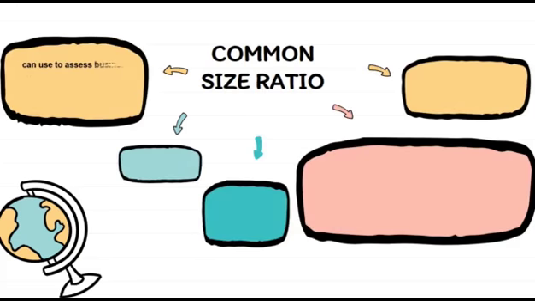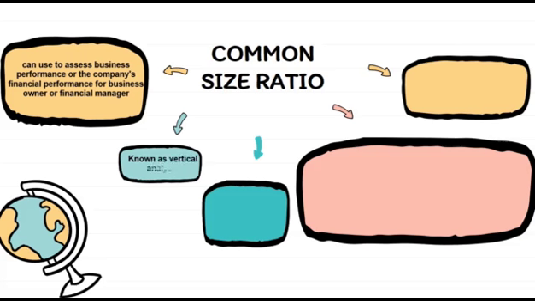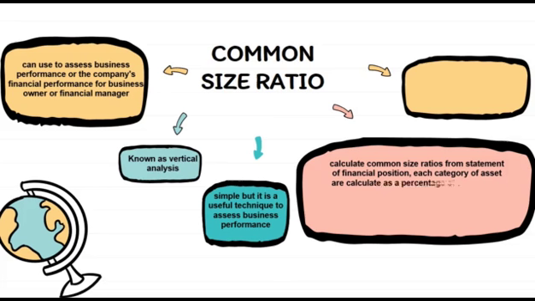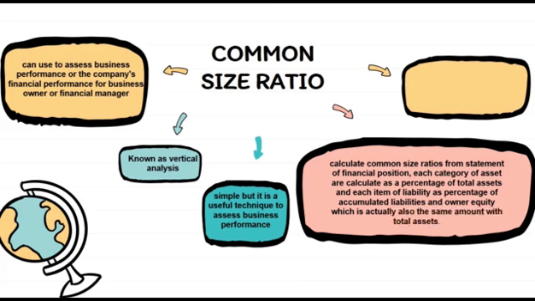Common size ratio is a useful technique that can be used to assess business performance or the company's financial performance for a business owner or financial manager. It is also known as vertical analysis. As we know, common size ratio is not only simple, but it is a useful technique to assess business performance. To calculate common size ratio from the statement of financial position, each category of asset is calculated as a percentage of total assets, and each item of liability as a percentage of accumulated liabilities and owner equity, which is actually also the same amount as total assets.